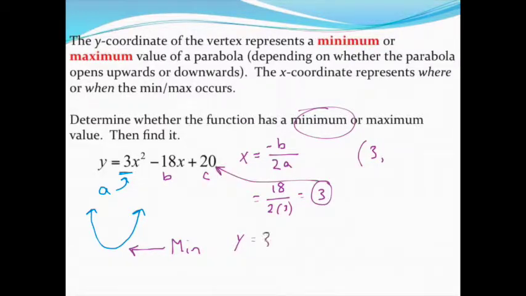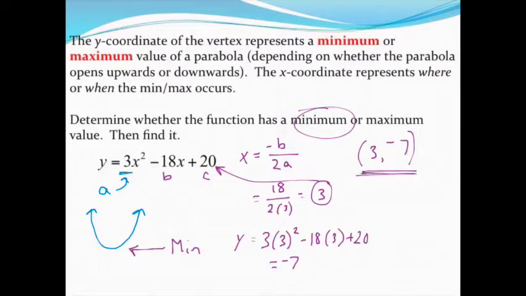So I've got 3 times 3 squared, remember to do order of operations first, minus 18 times 3, and then plus 20. Once I evaluate that, and again follow order of operations, or if you want to just type that all in at once as long as you're careful with parentheses, you should come up with a y value of negative 7. So 3, negative 7 is going to be my vertex.